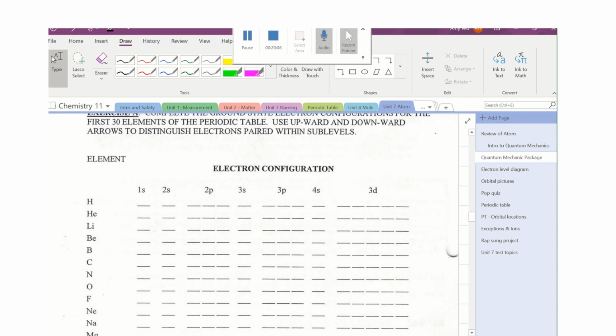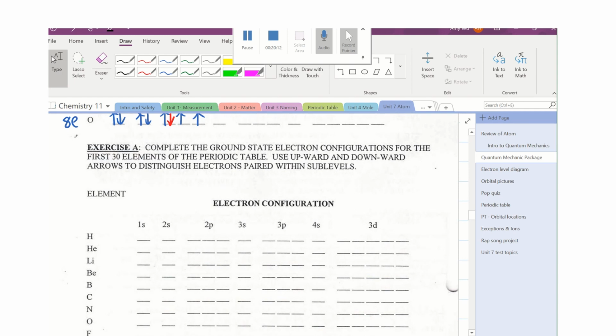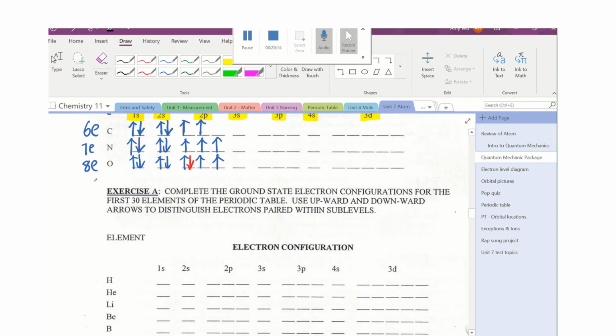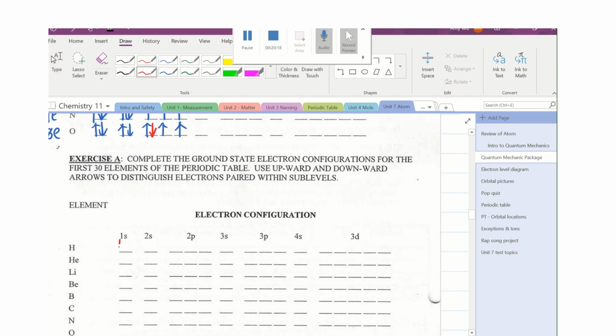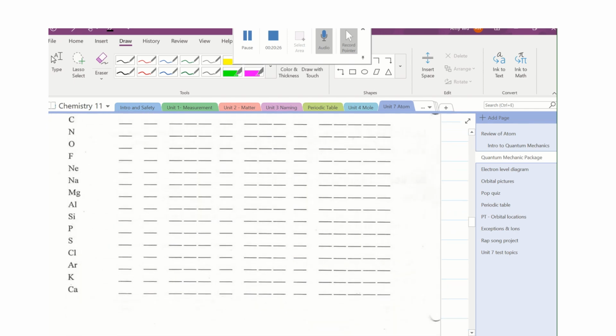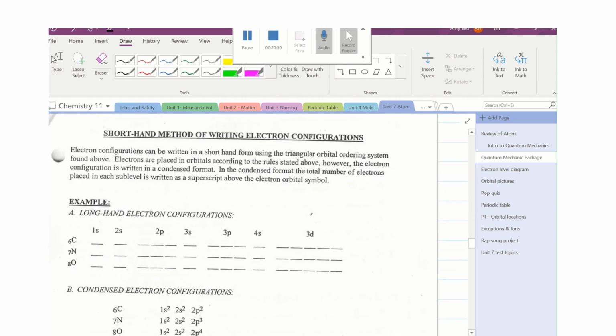And then I actually will do one more thing with you. So the rest of this page, fill electrons using arrows, one up and one down. For example, hydrogen has one electron, so you only need one arrow for hydrogen. Okay. Now let's move on to the next page because I just want to go over a little bit more with you.